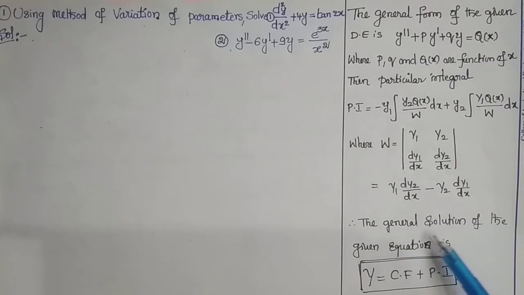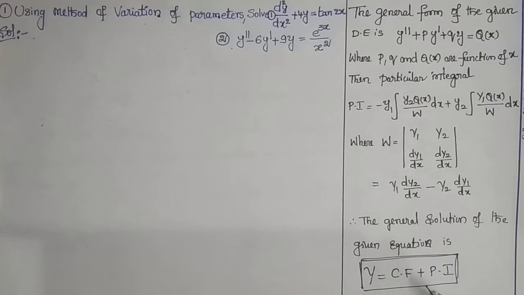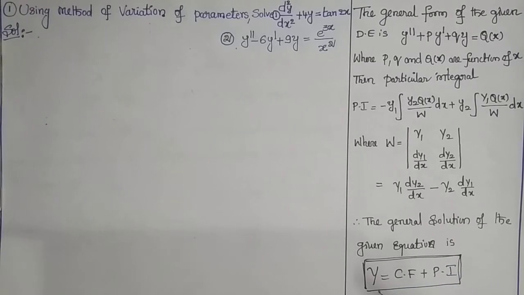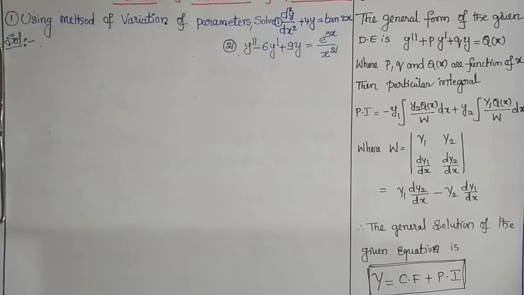So the general solution of the given equation is y is equal to CF plus PA. How to find CF? I already explained it in previous lectures. From that we can get the complementary function plus the particular integral. So this is the general solution of any given differential equation by the method of variation of parameters.